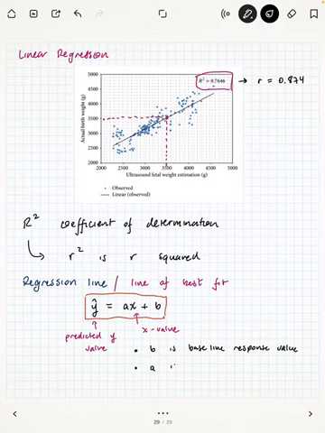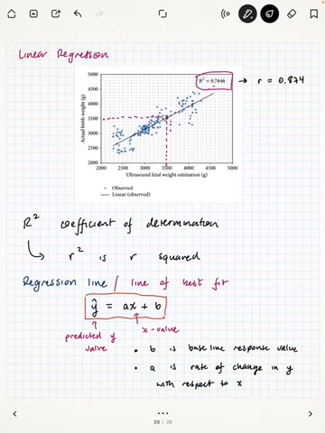And A is the slope of this line. In other words, it is how fast the y value changes with respect to the x value. So we call that the rate of change in y with respect to x. It's a slope, right? So if A is positive, then we know that we have positive linear correlation, and if it's negative, then we have negative linear correlation.